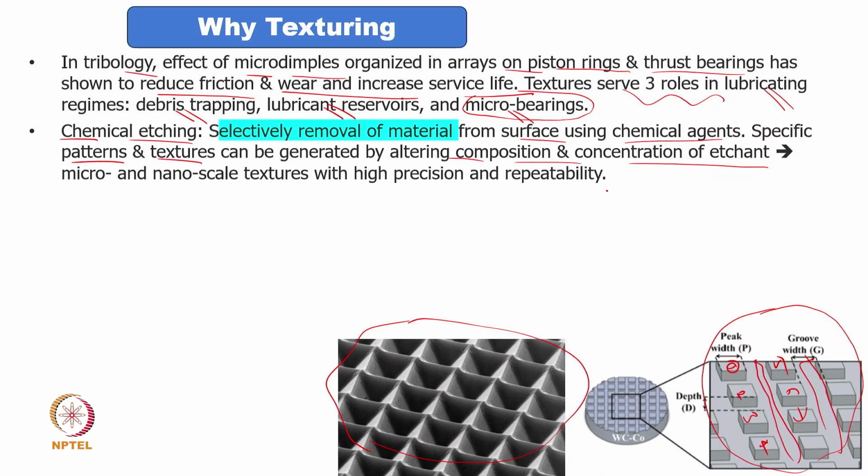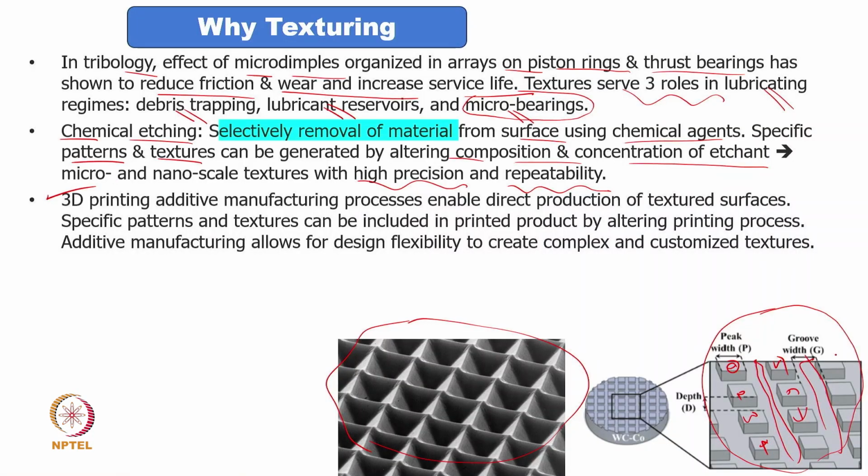However, it has been mentioned very clearly that they have good precision and repeatability. So compared to other methods, chemical etching is one of the well-known methods. As I mentioned, laser texturing is a very good method, and then next comes the chemical etching method.